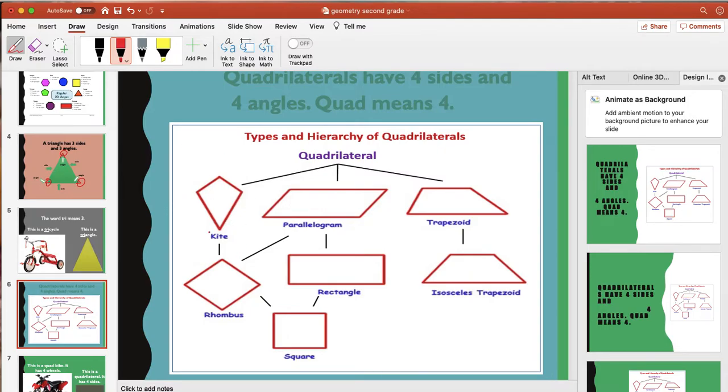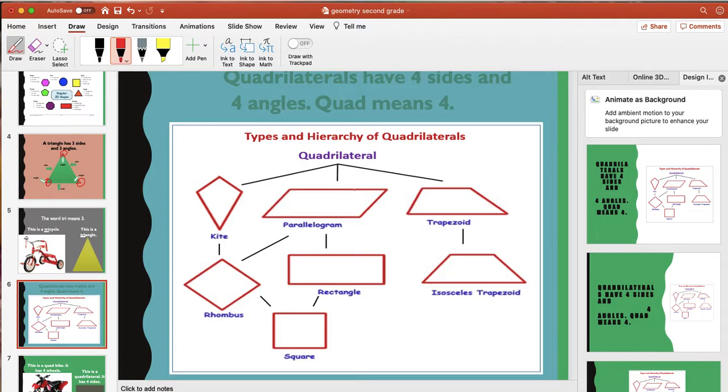We have the kite, which has 4 sides, as you could see. We have the parallelogram, which has 4 sides. We have a trapezoid, also has 4 sides. An isosceles trapezoid also has 4 sides. A rectangle has 4 sides. A square has 4 sides. And a rhombus has 4 sides.